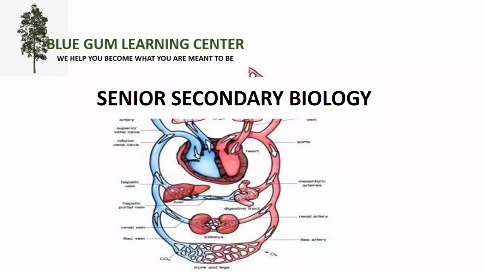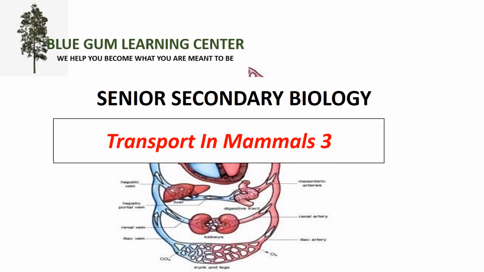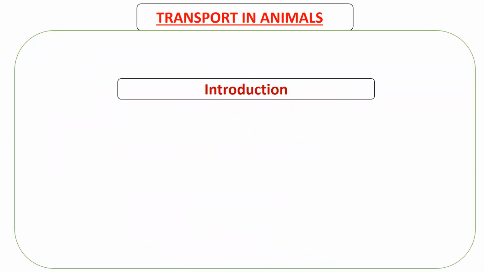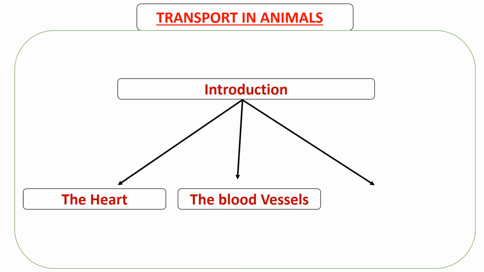Welcome to the third part of transport in mammals. So far, we have looked at the heart. We have also looked at the blood vessels. We also did a part of blood. So we're going to finish up on blood, and we're also going to take a look at another transport system which is found in animals called the lymphatic system.